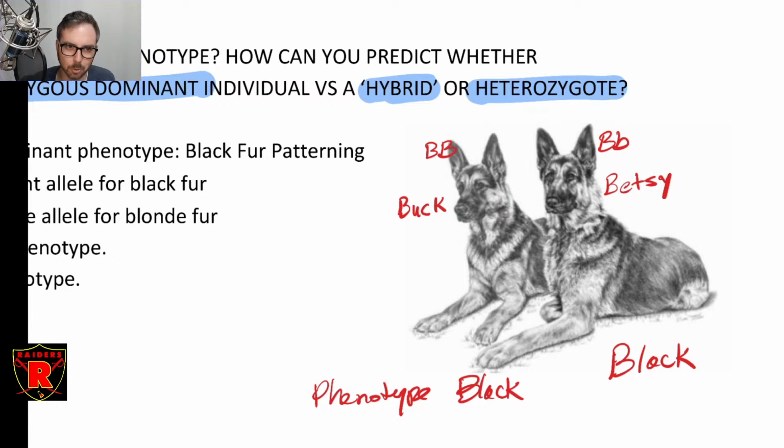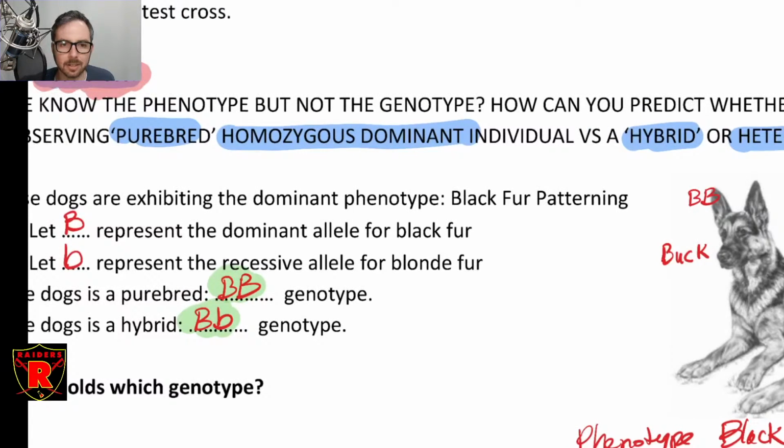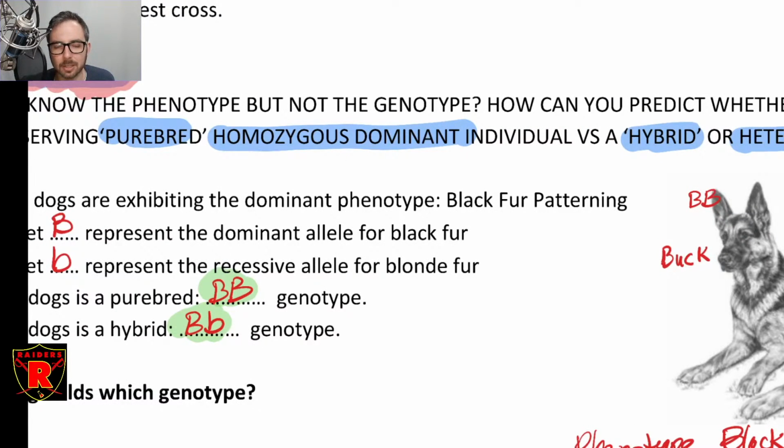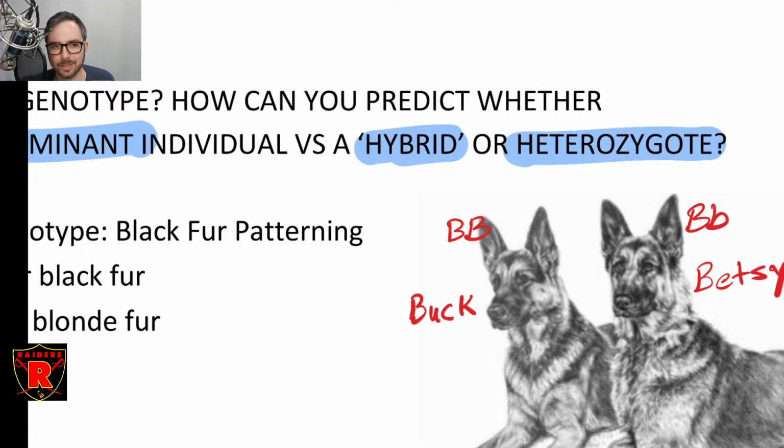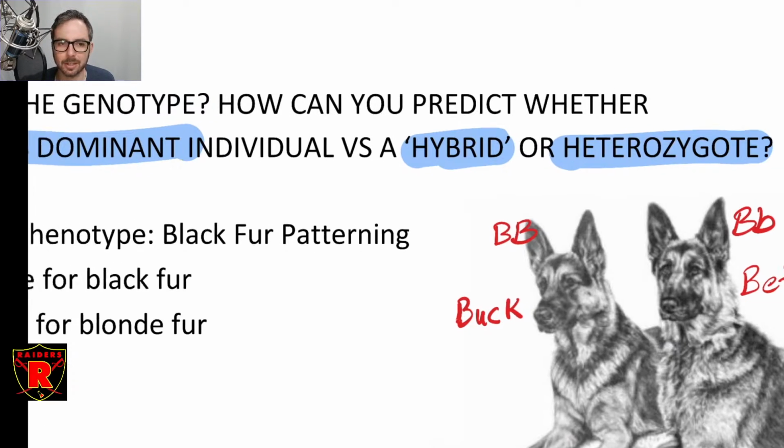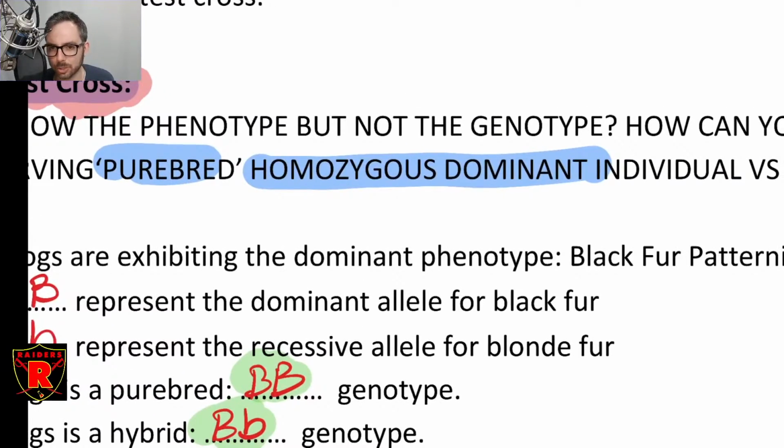So sometimes you'll see the word purebred substituted for homozygote. Homozygote, especially homozygote dominant, is typically called a purebred, and heterozygotes are also called hybrids. So there's a little bit of extra terminology. This terminology is usually only used when we're talking about breeding animals or plants. So a hybrid is a heterozygote, and a purebred is usually the homozygous dominant individual.